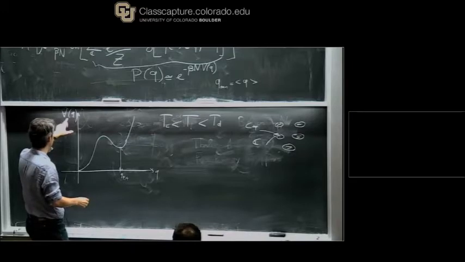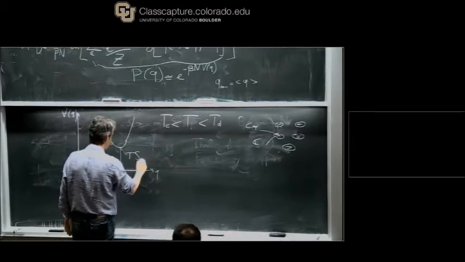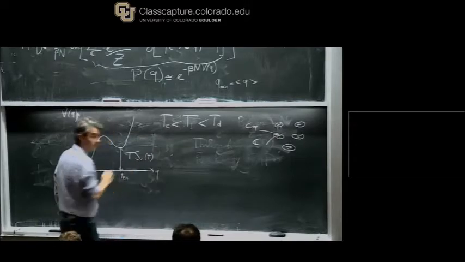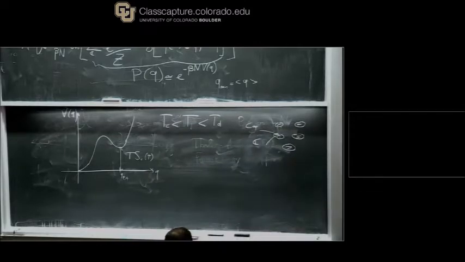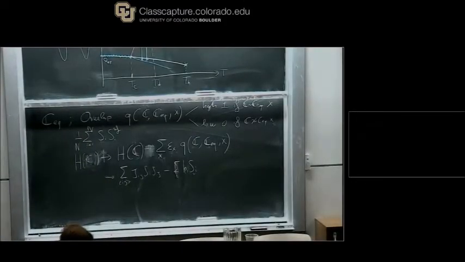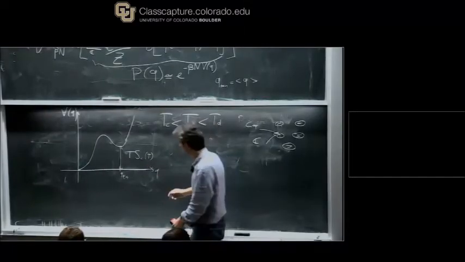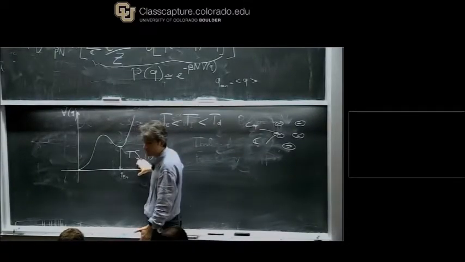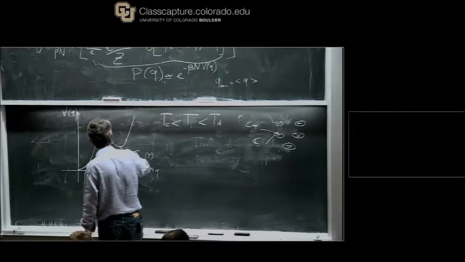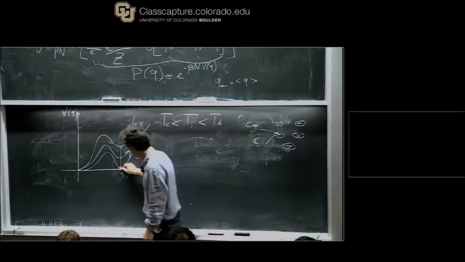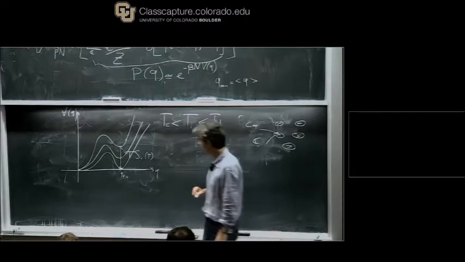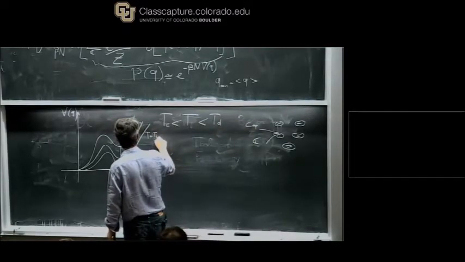Since I define this as V of Q, this will be the temperature times the configurational entropy at temperature T. Okay, so this is what I get between TK and TD. Now let me tell you what happens if I go down in temperature. The configurational entropy goes down, and so this will go like this, and then at a certain point it will be like this. At this point, T equals TC, or TK.